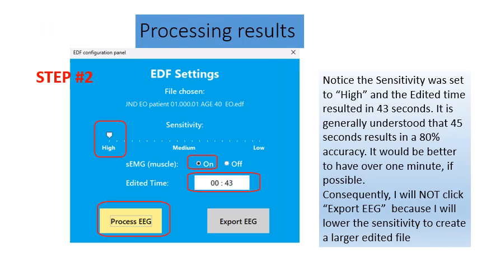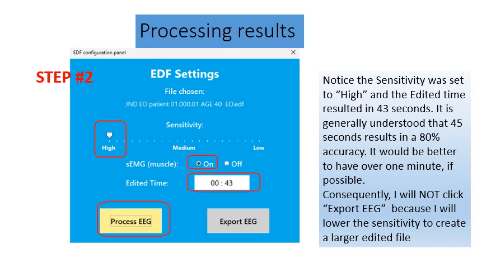Now for our second step, notice a sensitivity of high has been chosen. The EMG detector is on, and then I clicked process, which resulted in 43 seconds. Now we understand that 45 seconds generally results in 80% accuracy. So it would be better to have over 1 minute if possible. Consequently, I'm not going to click Export EEG because I'm going to adjust to a lower sensitivity because I want a larger edited file. Now, would the 43 seconds be bad?